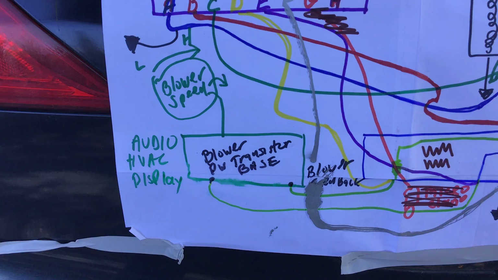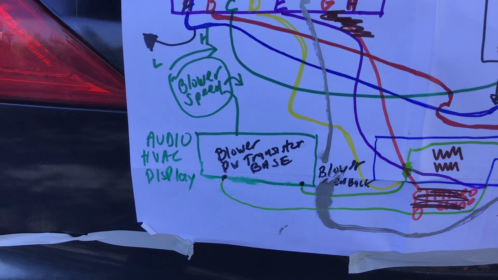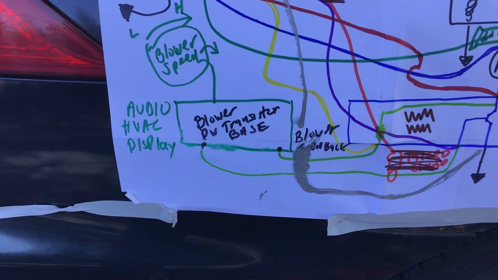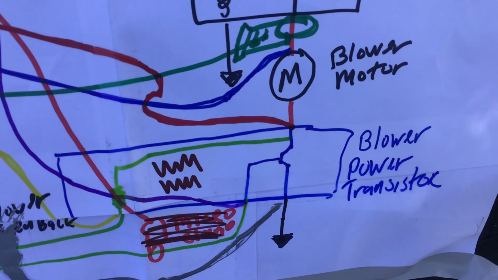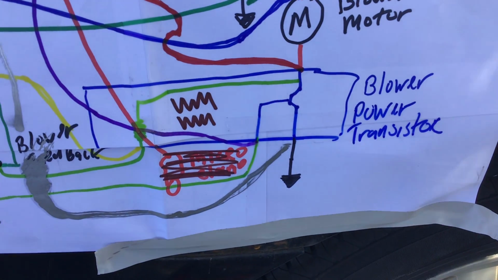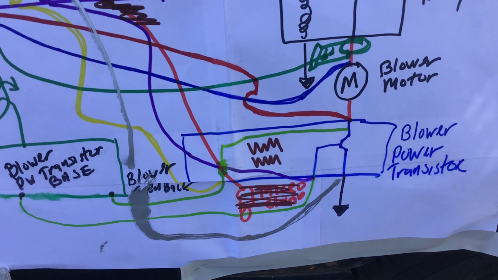The other lead is the blower power transistor base. That's the control. That's what the audio HVAC module is going to send out on an analog voltage to the base of this transistor right here. And we're going to scope that also. We're going to scope the actual ground of the blower transistor. The blower transistor, it's basically resistance.